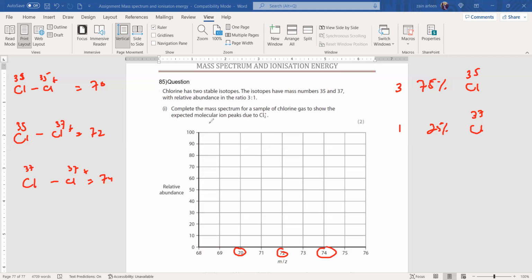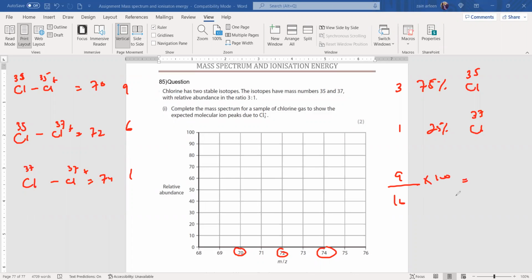But what about the percentages? As I mentioned, the ratio between them is 9, 6, and 1. If this is 9 times, this will be 6, this will be 1 time. Or if you want to convert it to 100%, it will be simply 9 divided by the sum, because the total is 100. So how can I work out the percentage of the peak at 70? It will be 9 divided by the sum, 9 plus 6, 15 plus 1, 16, so 9 divided by 16 times 100.